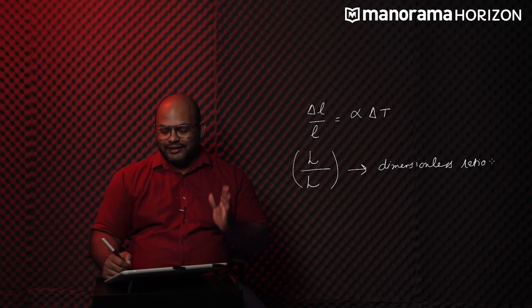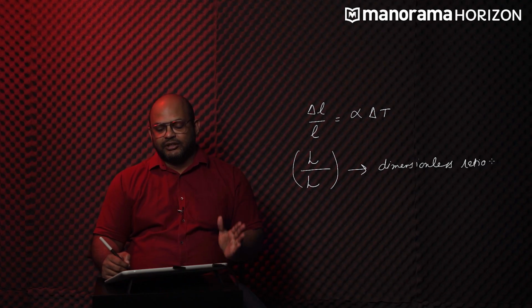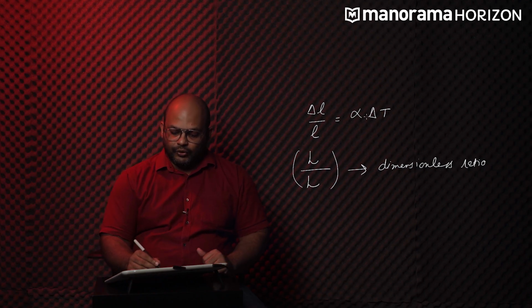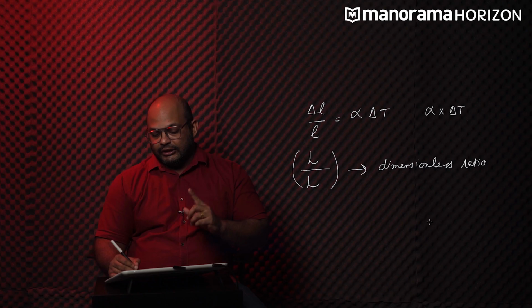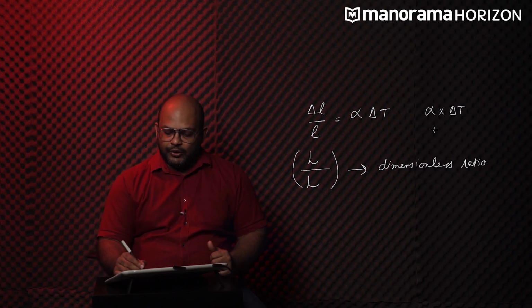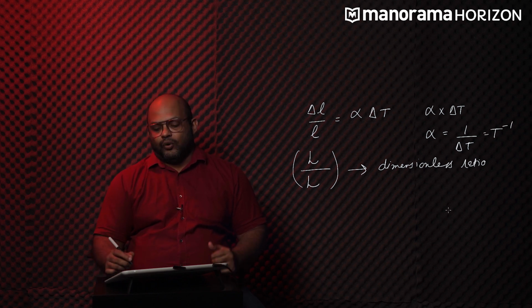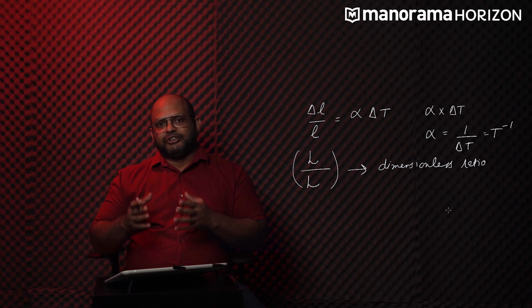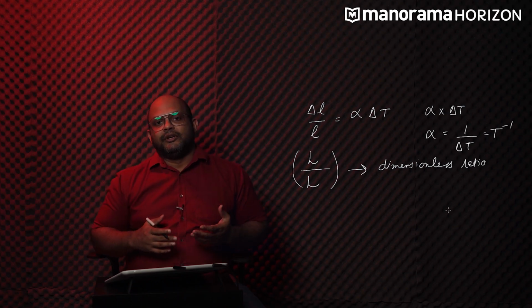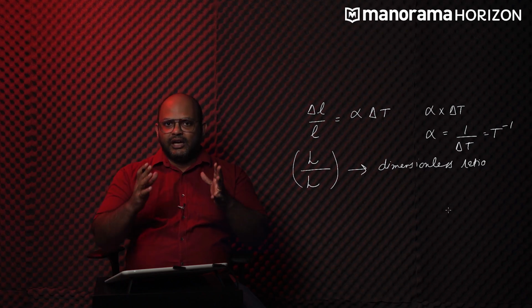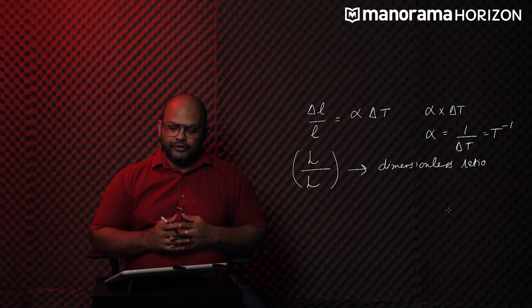It stands to reason that if the LHS is a dimensionless ratio, then the RHS also has to be dimensionless. So, if alpha multiplied by delta T is dimensionless, then the unit of alpha has to be 1 upon delta T, or it is the inverse of the temperature. So, the value of alpha can be measured in inverse Celsius, or inverse Kelvin, or inverse Fahrenheit, whatever temperature scale is appropriate for your particular application.